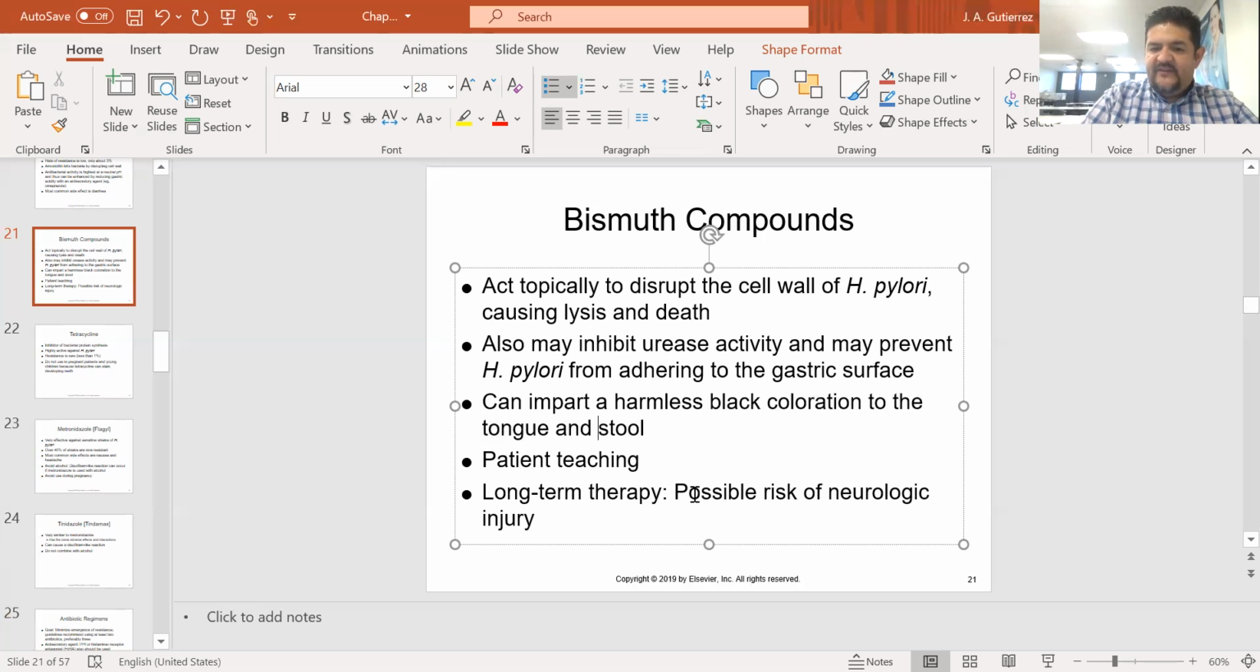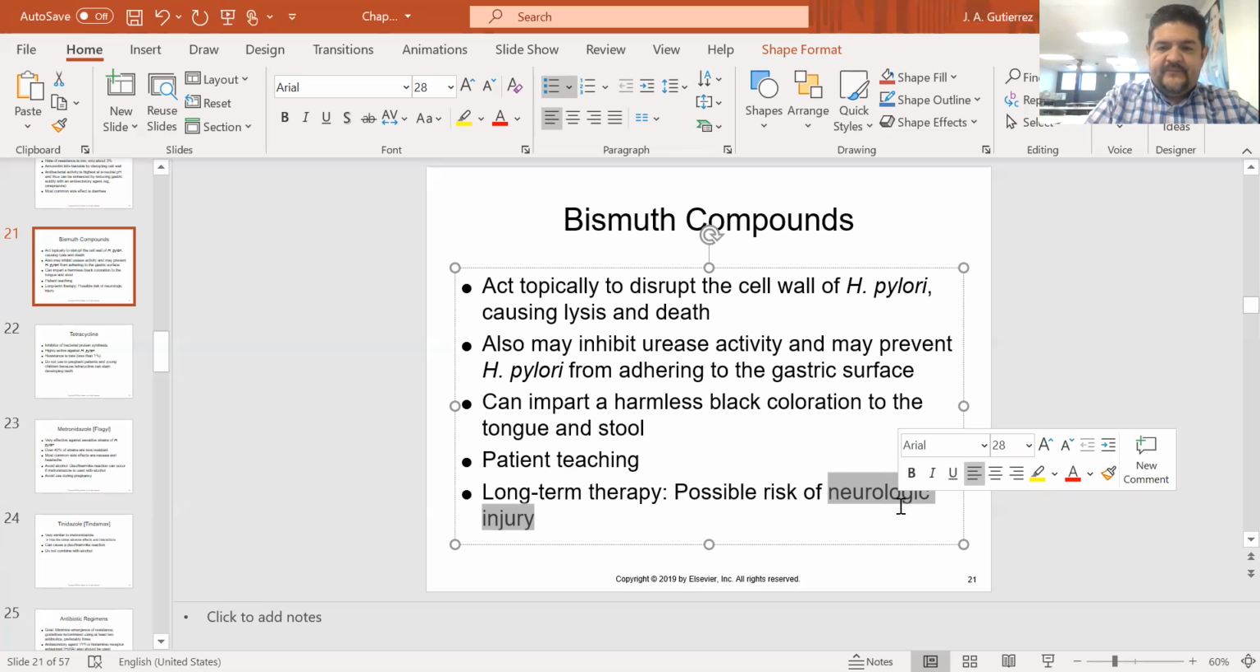And long-term therapy, if this patient decides, hey, Pepto-Bismol is good, I don't want to have trouble with my stomach, I'm gonna take it for the longest time. It's OTC, so what may happen to me? Pepto-Bismol can do damage to the axons of the neurons, and we don't have proper transportation of those signals.